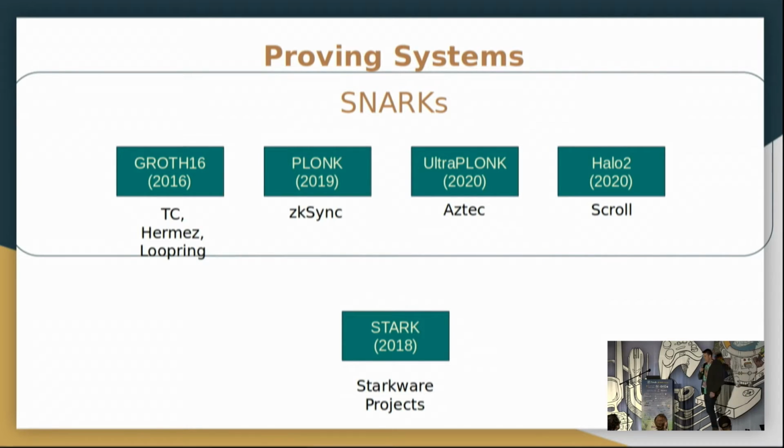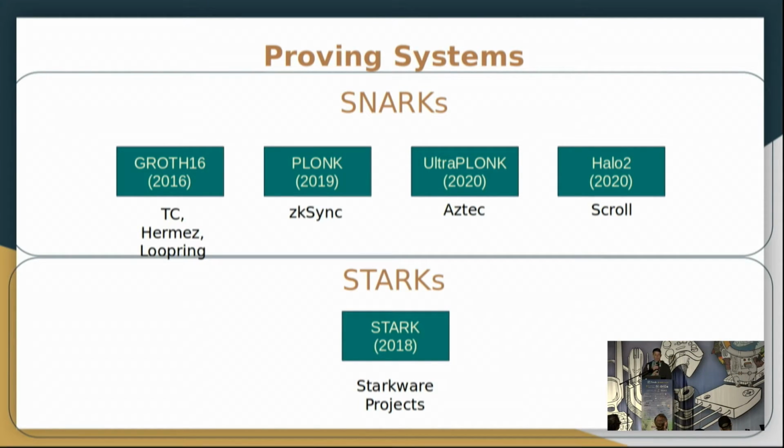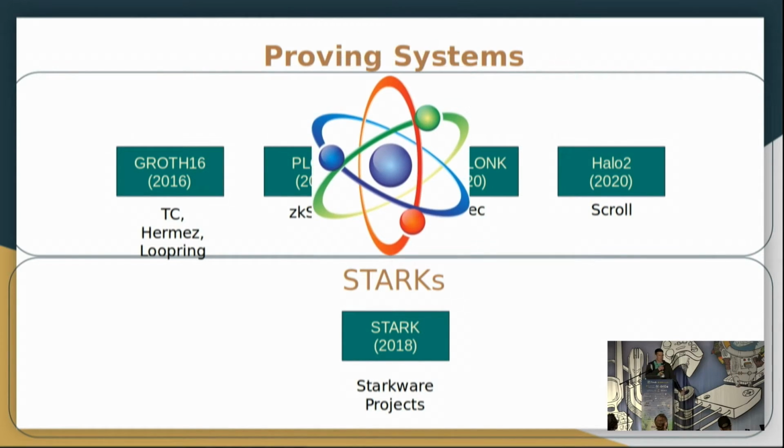And then you have the STARKs, and STARKs are being used by, as you can imagine, StarkWare. So all the StarkWare projects. SNARKs apparently are going to be in trouble when quantum computing comes out, but we don't know when that will happen, so the UFOs might get us first.